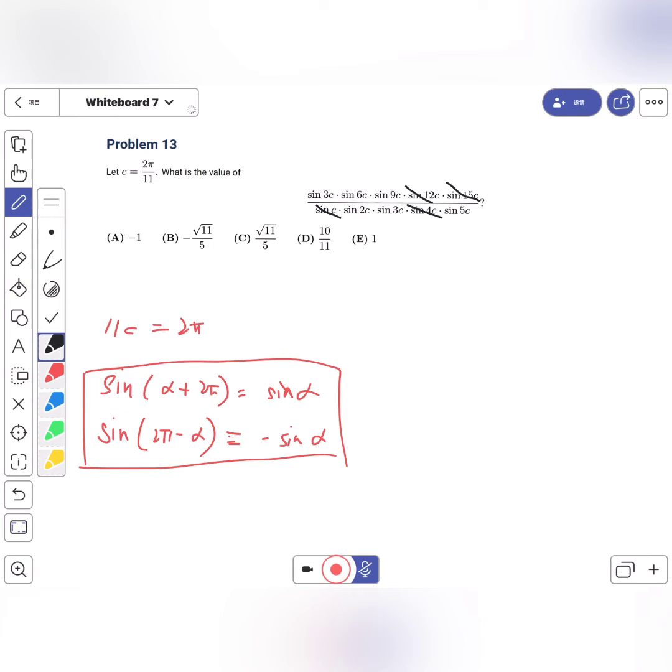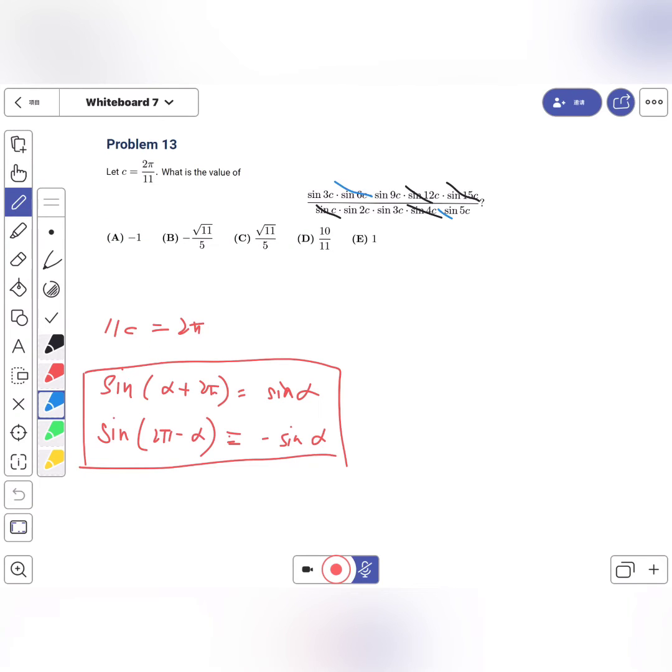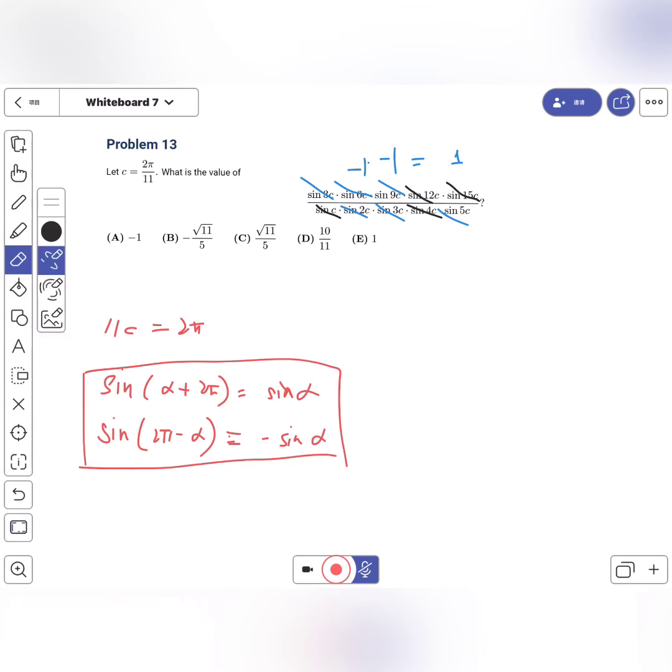But what about next? Next, we have to use the second identity, which is sine of 2 pi minus alpha equal to negative sine of alpha. So these two cancel out, but we have a negative 1 left over here. And for these two, it perfectly cancels out to be 1. And sine of 9c and sine of 2c cancel out to be negative 1. So multiplying to negative 1 gives us 1. And this yields the answer choice E.